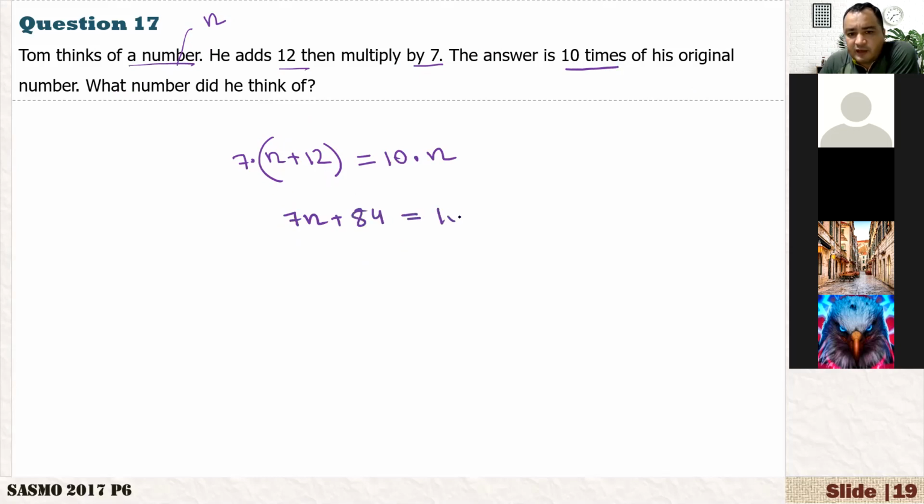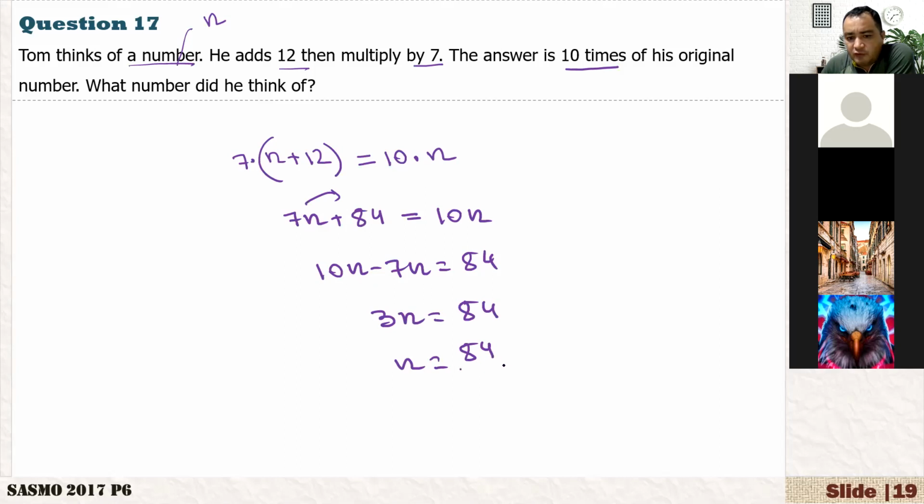On the right hand side, we have 10n. Take 7n to the right hand side: 10n minus 7n equals 84. 10 minus 7 is 3, so 3n equals 84. What is n? n equals 84 over 3, that's equal to 28. So, Tom thinks of what number? It is 28.